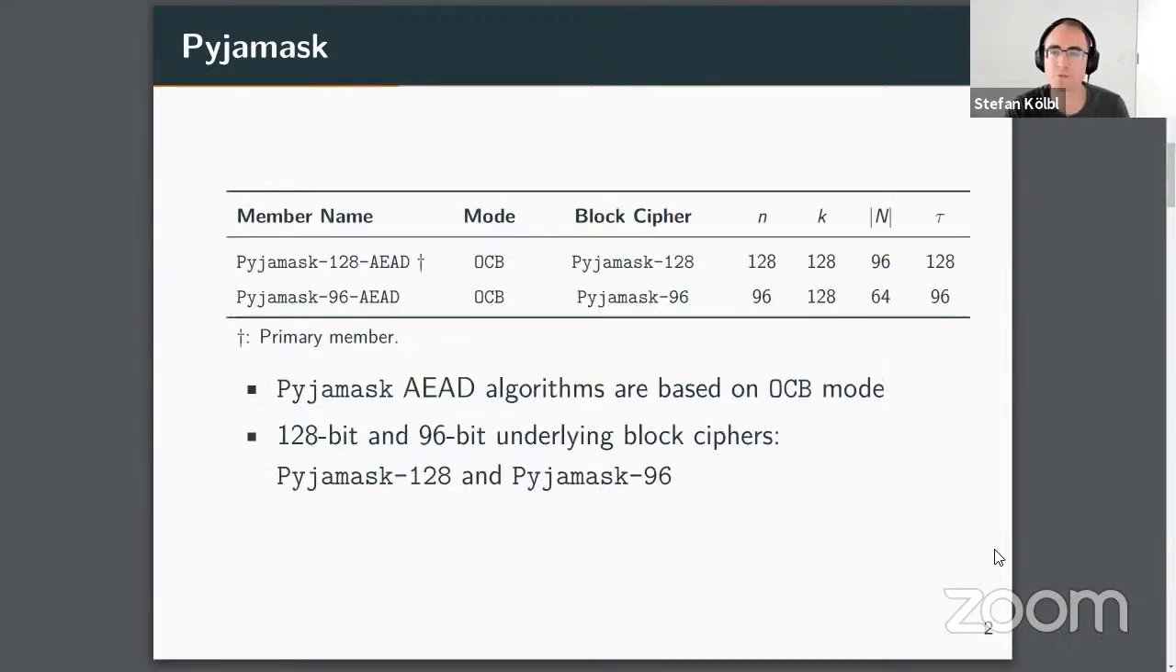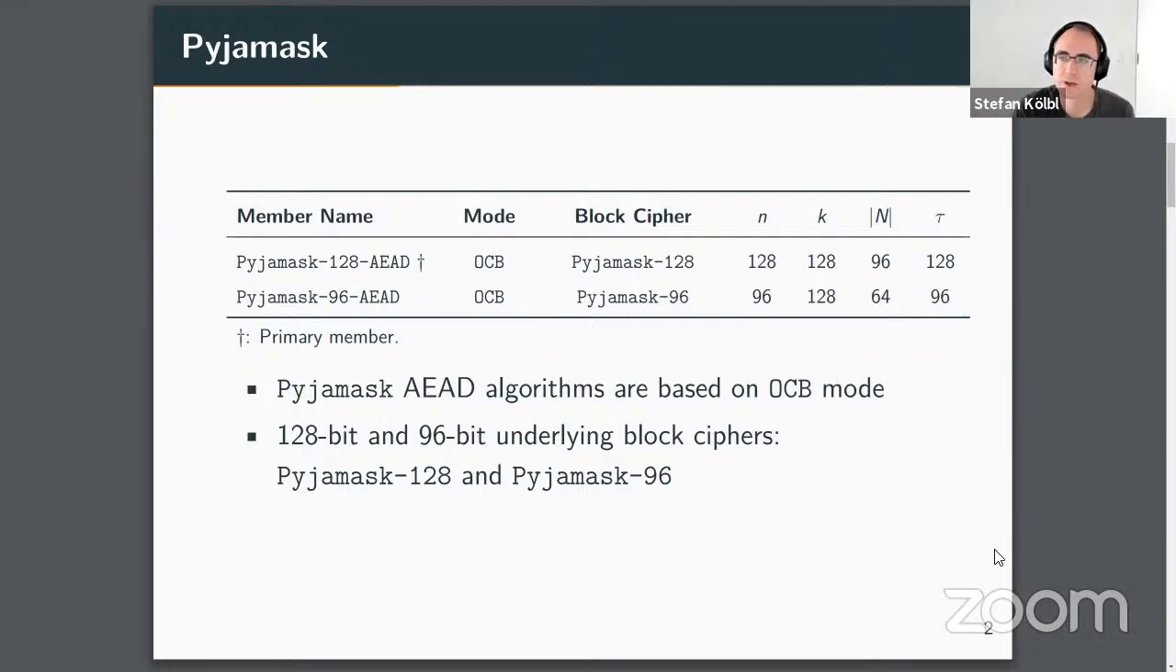So just to give an overview, Pyjamask consists of a family of two ciphers. They're both based on block ciphers. One uses Pyjamask-128 with 128-bit block size, and the other one Pyjamask with 96-bit block size. And in both cases, we based it on the OCB mode, which gives us, as mentioned before, the parallelization. So this was something we wanted to have here.